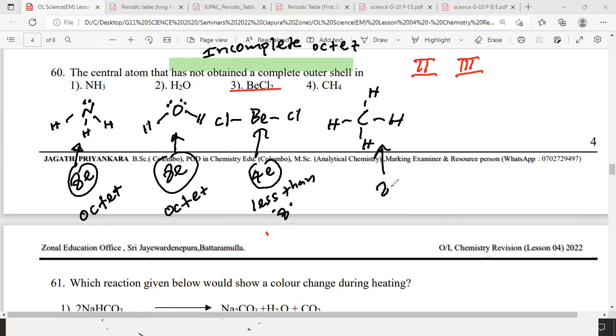So total will be 8 electrons. That is called octet. So all the others have an octet except the central atom. This is a very good question. In Lewis structures, basically, the central atom has to reach octet. Otherwise, that molecule is a bit unstable.